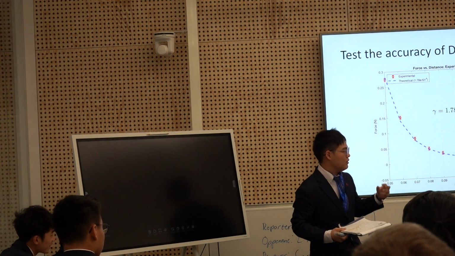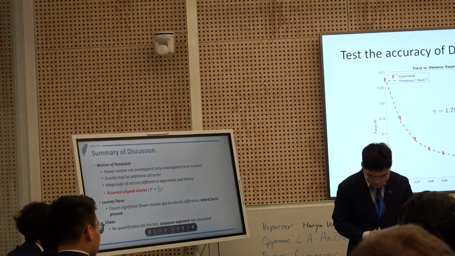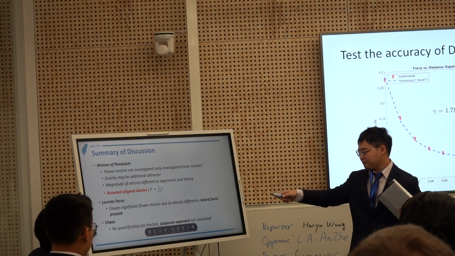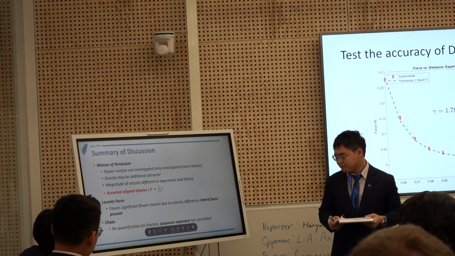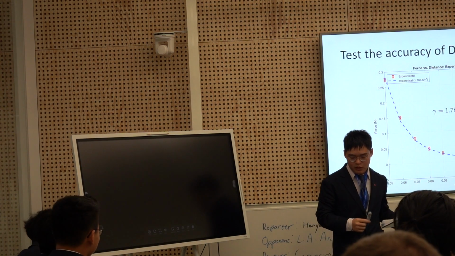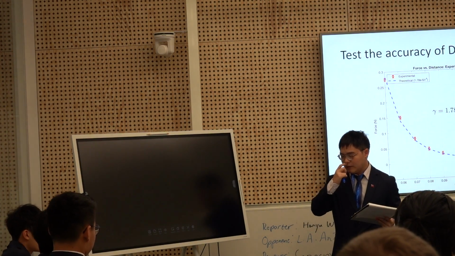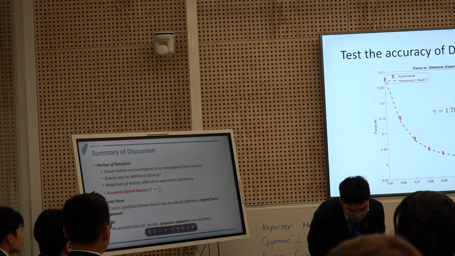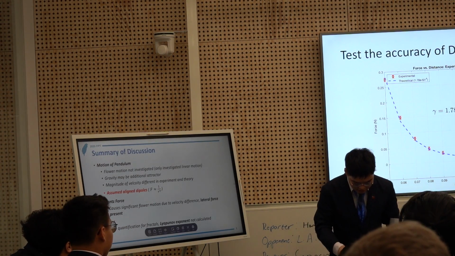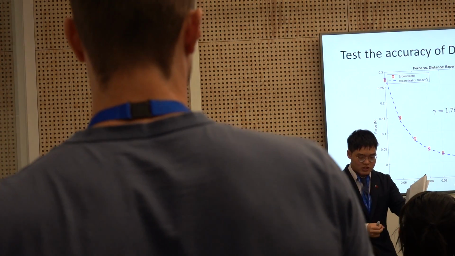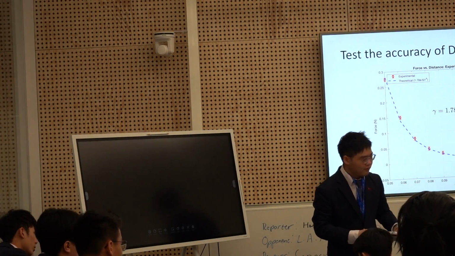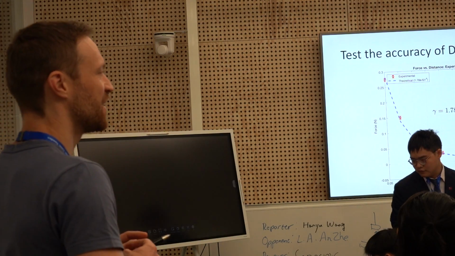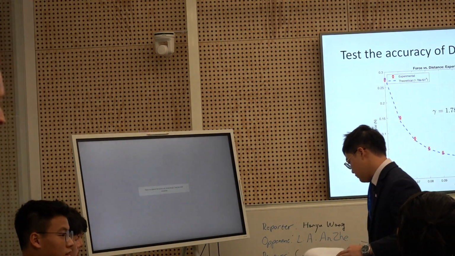We have also clarified that they assumed a line dipole, which I think is not correct, and they should have used better equations to account for the orientation of the magnet. We also talked about the Lorentz force, which may be caused by the velocity difference. A lateral force might be present. Thank you very much. So now I will ask the reviewer to ask questions, please.